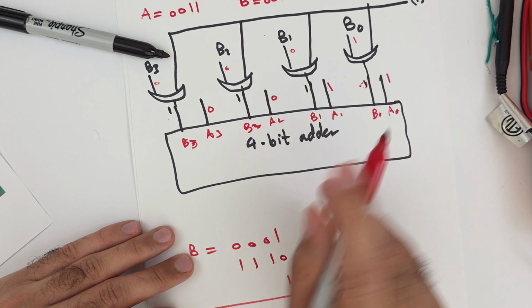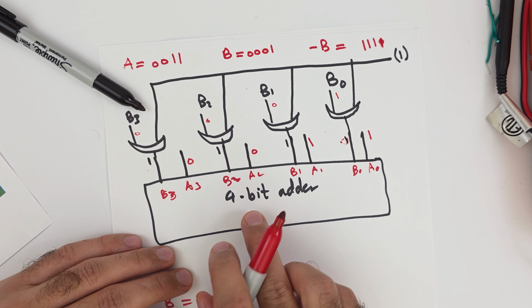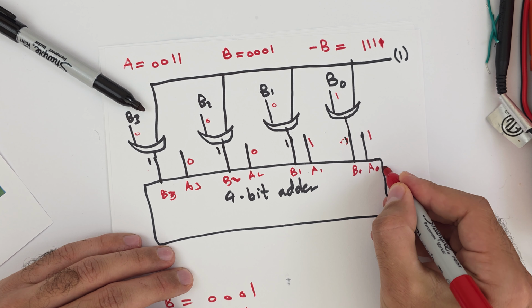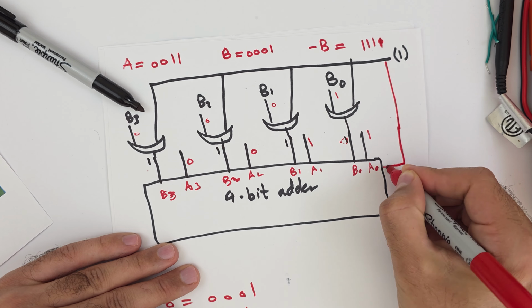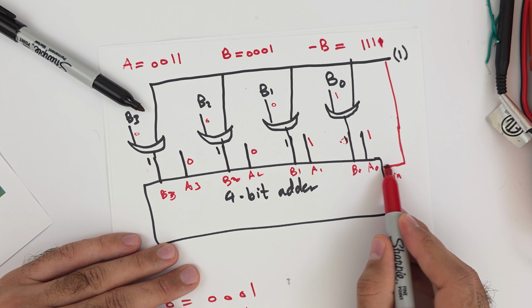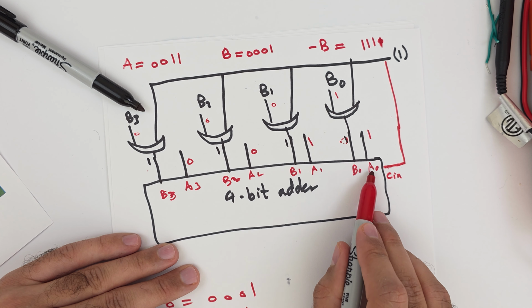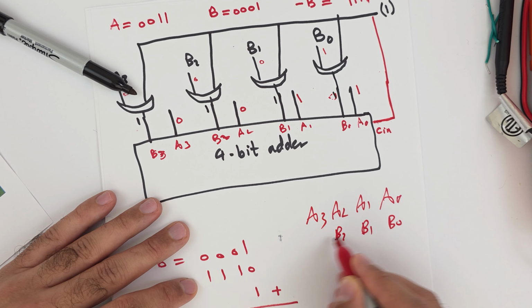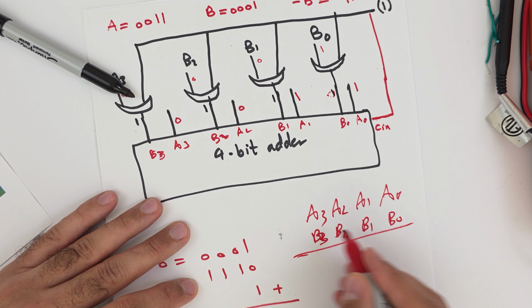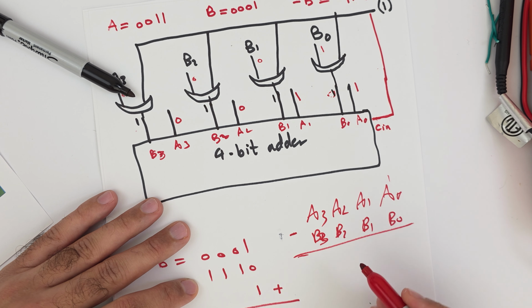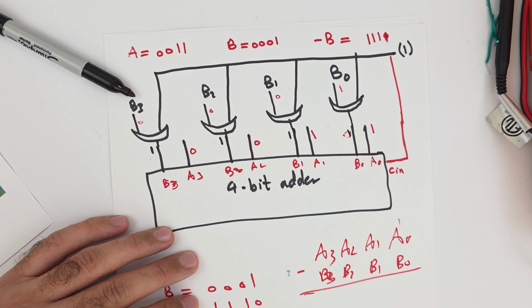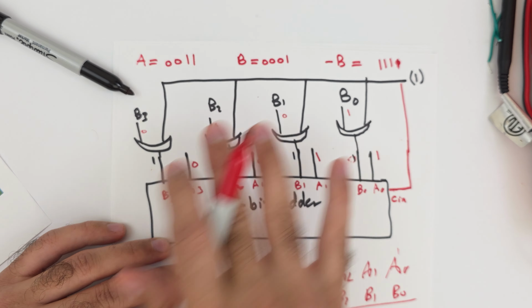How can we add here 1? You know that the 4-bit adder has a carry in here. So if you put the carry in as 1, that means that you add 1 to A0 plus B0. So A0, A1, A2, A3, B0, B1, B2, B3. If you do subtraction, you need to add 1 here. That's why we're adding the carry in here, right? This is our subtraction circuit.